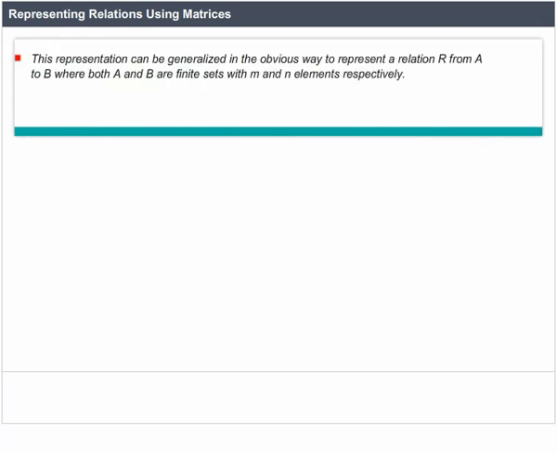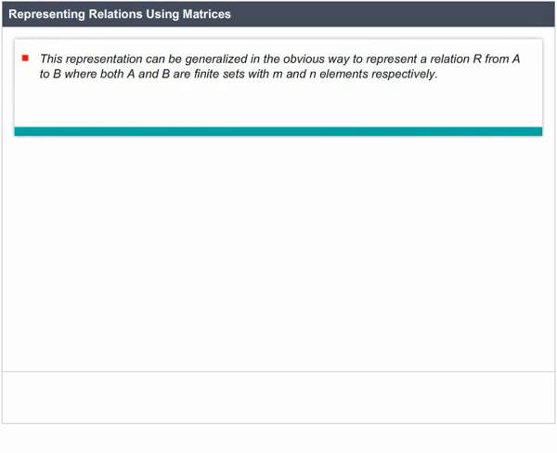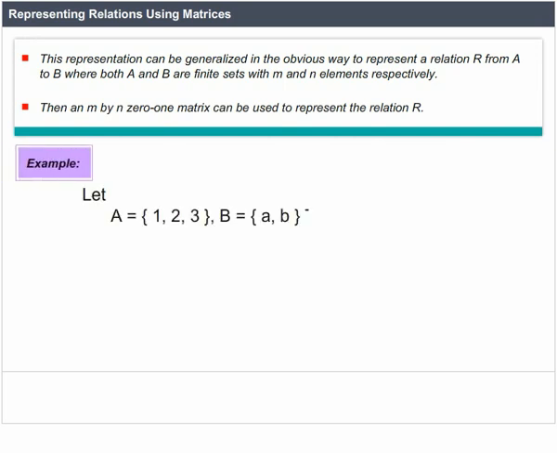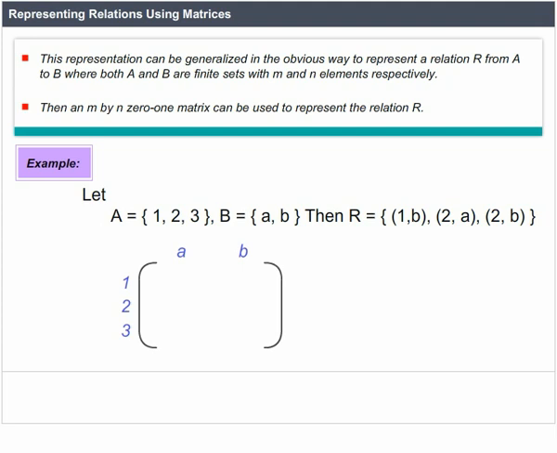Representing relations using matrices. This representation can be generalized in the obvious way to represent a relation R from A to B, where both A and B are finite sets with m and n elements respectively. Then an m by n zero-one matrix can be used to represent the relation R. Example, let A equal {1, 2, 3}, B equal {a, b}. Then R equals {(1,b), (2,a), (2,b)}.